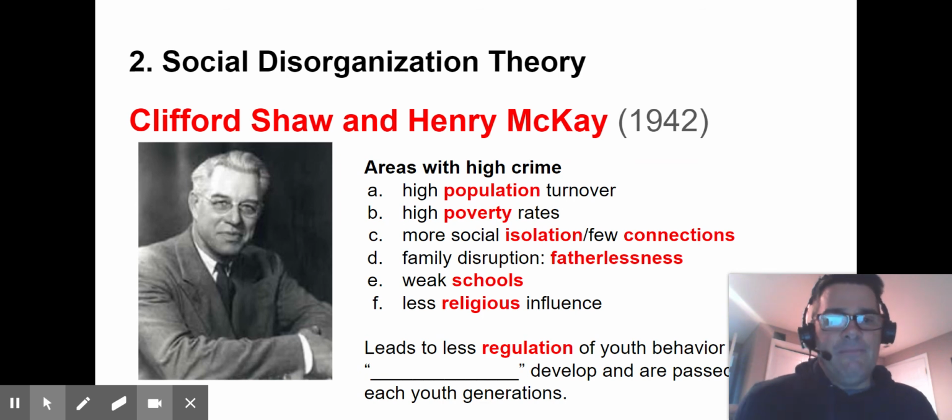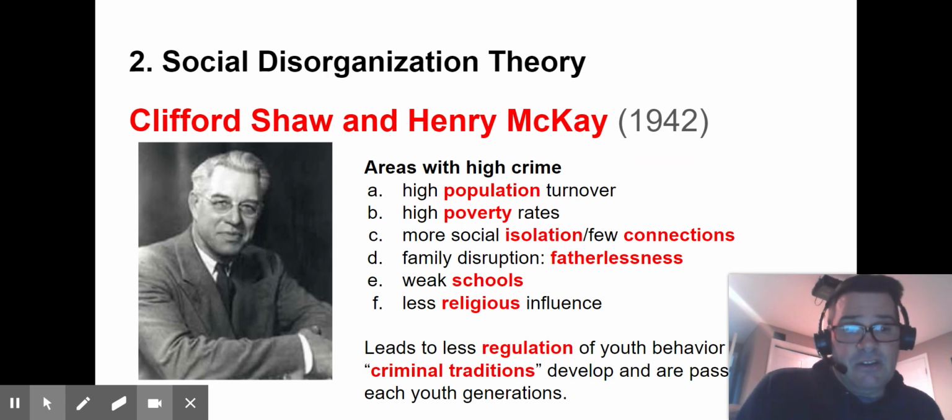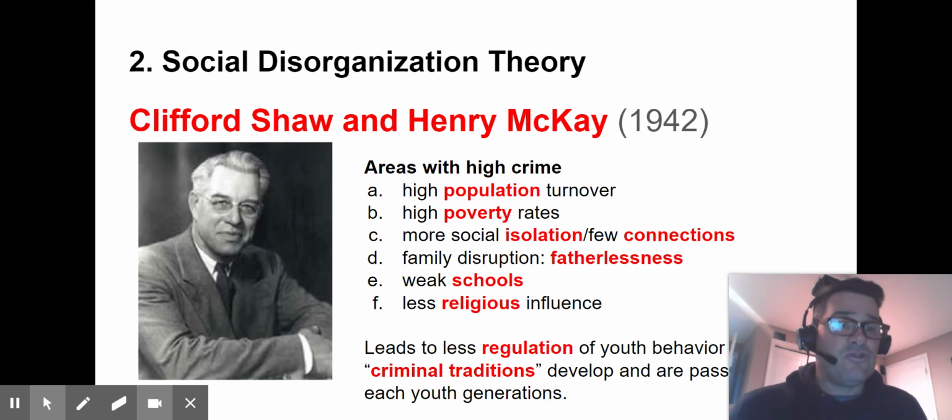And so when there's less regulation of youth behavior, this leads to criminal traditions developing in an area. The theory is that this gets passed down to younger generations. So boys that are 8, 9, 10 years old learn from the boys who are 15 or 16. They learn from the boys who are 20. And this creates criminal traditions, if you will, that get passed down. And all these different problems lead to more crime.